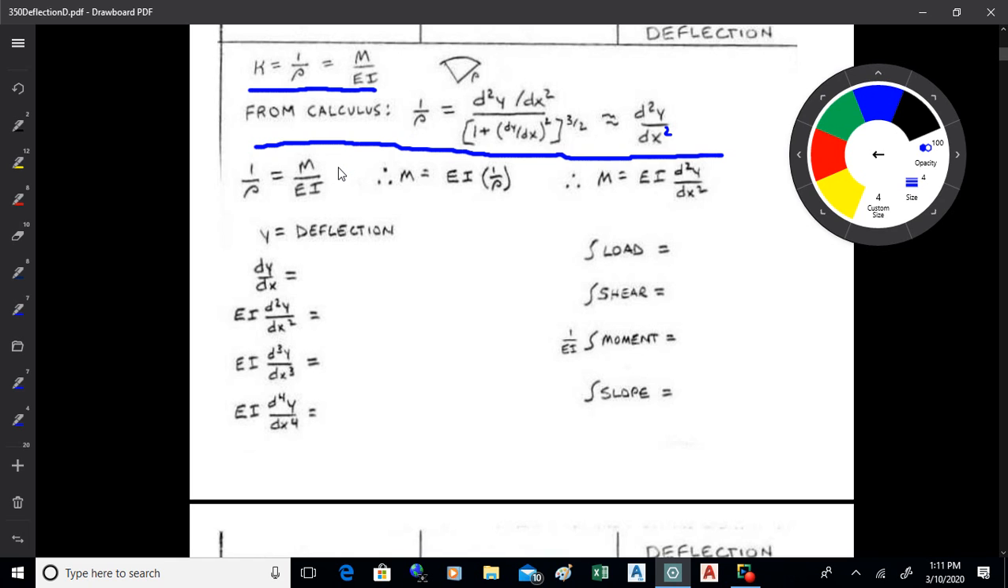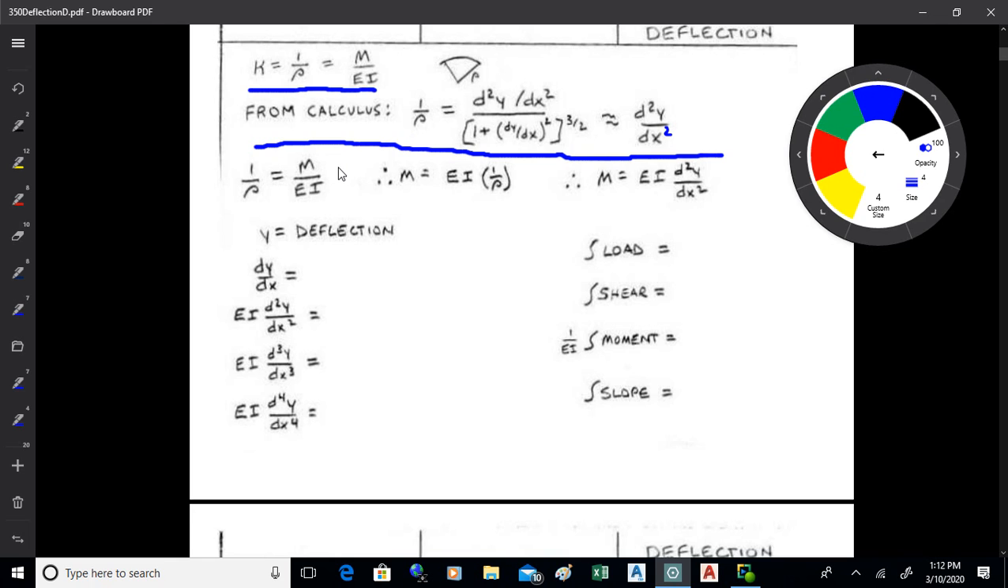Now, for our beams, we don't have extreme slopes, so that 1 plus the first derivative squared to the 3/2 power is pretty much going to 1 for a beam that we're going to be dealing with. So that's why that denominator goes away. So we just get 1 over rho is pretty much equal to the second derivative of y with respect to x, which is kind of an important part of this deflection stuff. Again, it's called Euler's equation, developed by one of those all-around scientist, mathematician types named Euler.